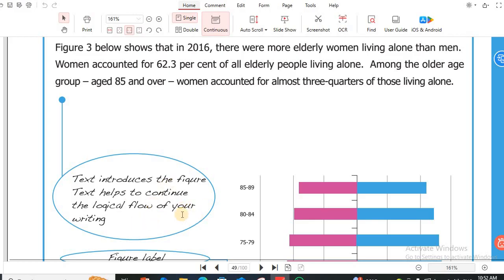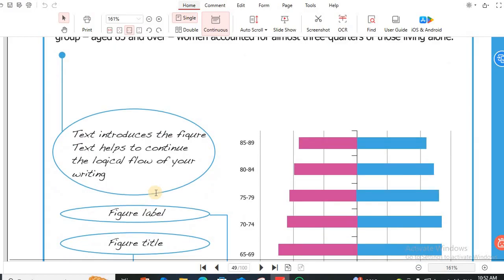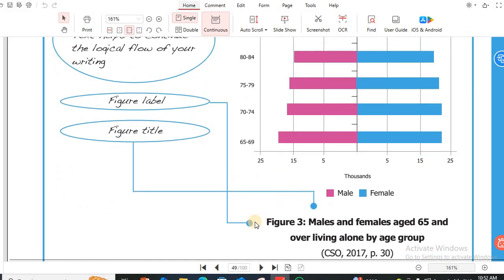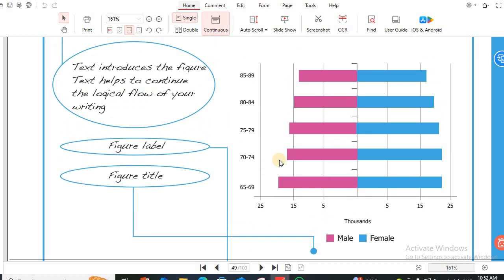This is the figure, and this is the label of the figure, the figure title. Here, this is the title of the figure: males and females age 65 and over living alone by age group. This is the figure label, figure 3. And then you come to the text, which introduces the figure, and then you write about it.